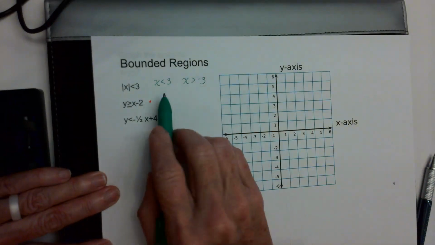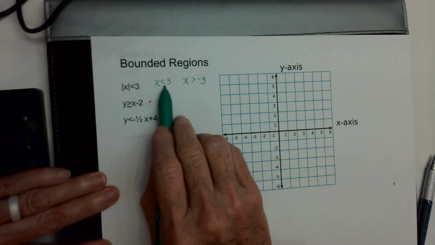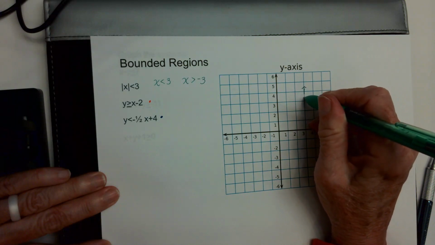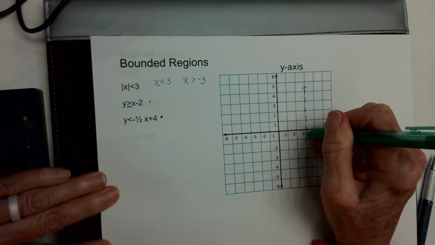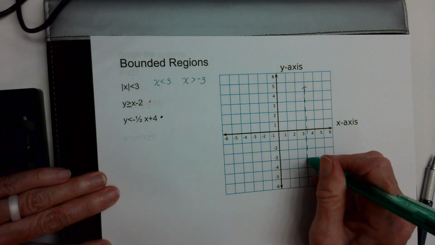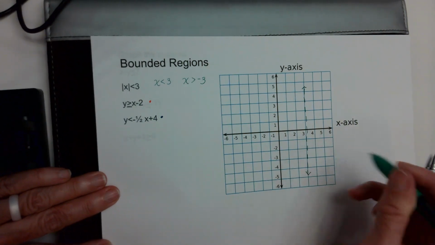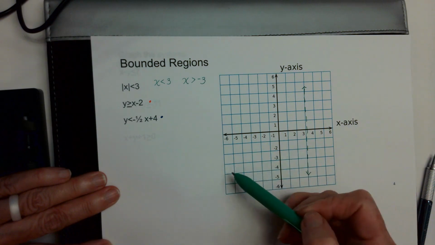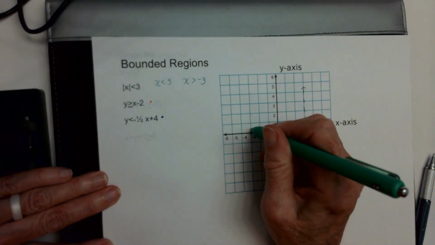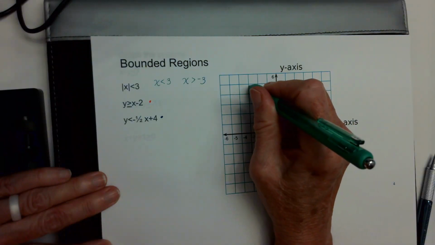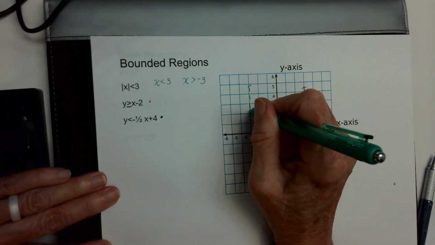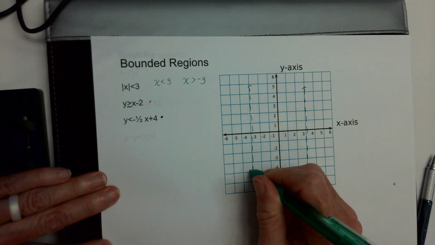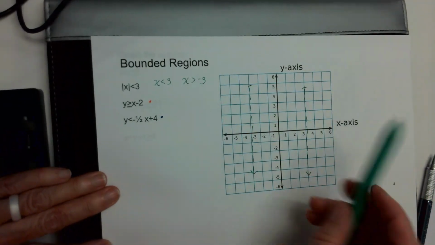So this is x is less than 3. It's a dotted line through x equals 3. It's a vertical line. Okay, and it's going to be shaded left because it's less than, but we're going to keep that in mind for a minute. This one's going to be a dotted line through x equals negative 3. And it's going to be shaded right because it's greater than that.